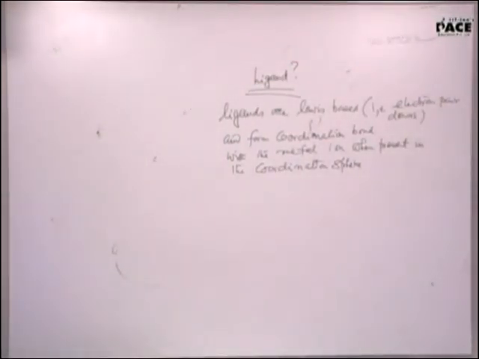What is the minimum condition for a group to function as a ligand? A group can be a ligand only when there is at least one lone pair of electrons present on the atom itself, which forms a coordinate bond to the metal when they are present within the coordination sphere.